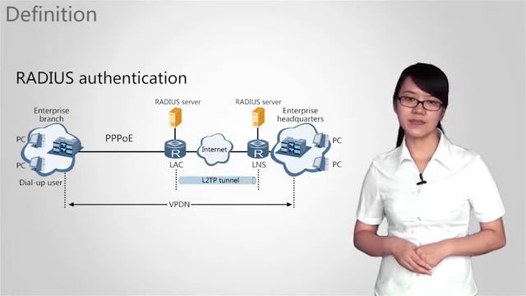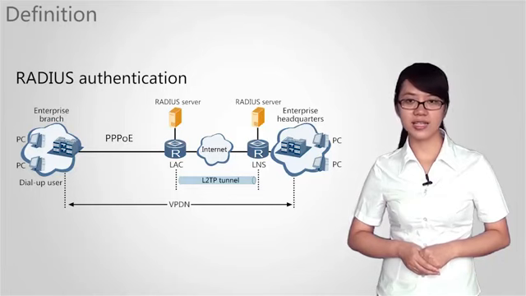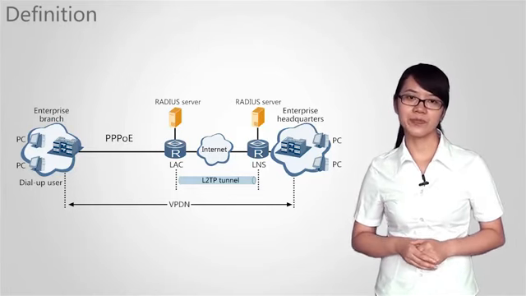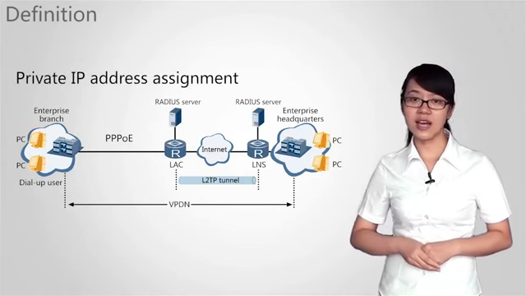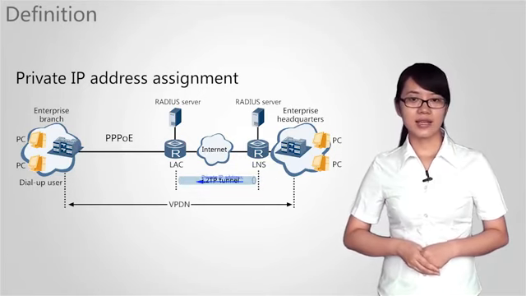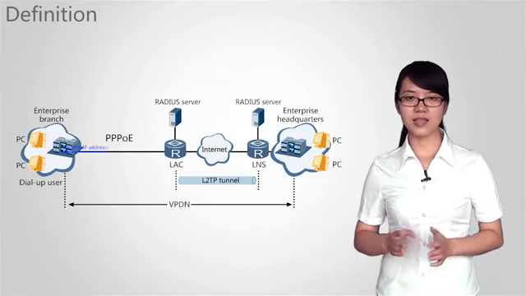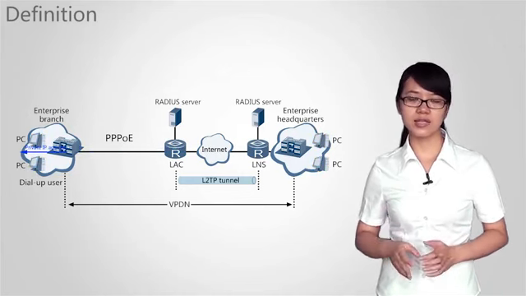Number 2. Radius authentication. You can save user information on the device for local authentication or on the Radius server for remote authentication. And number 3. Private IP address assignment. The enterprise headquarters gateway assigns private IP addresses to L2TP users. In this way, the enterprise can uniformly plan IP addresses.